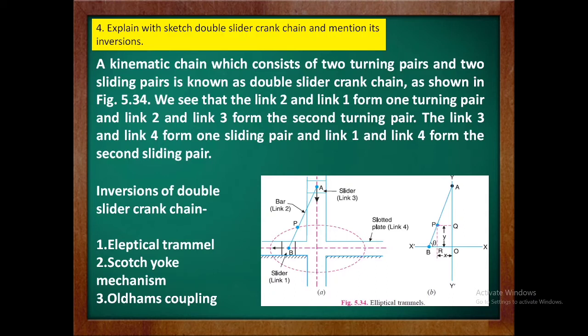In this mechanism, link 2 and link 1 form one turning pair. Link 2 and link 3 form the second turning pair. Link 3 and link 4 form one sliding pair, and link 1 and link 4 form the second sliding pair. The inversions of the double slider crank mechanism: first one is elliptical trammel, second one is Scotch yoke mechanism, third one is Oldham's coupling.